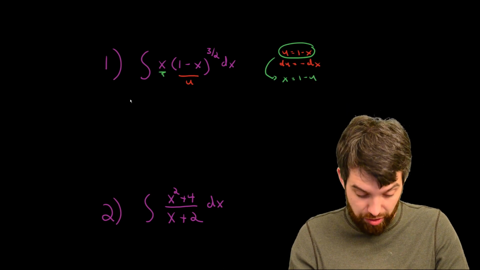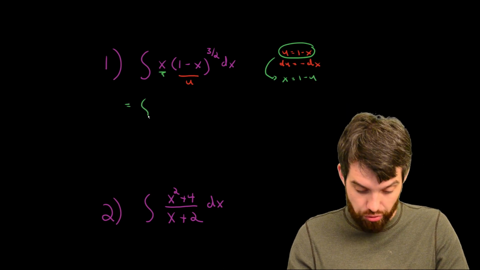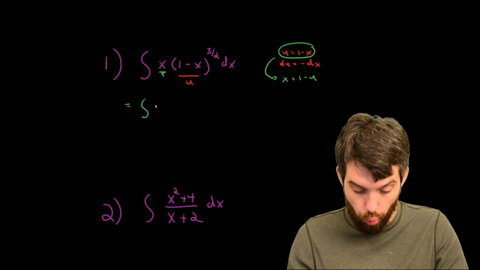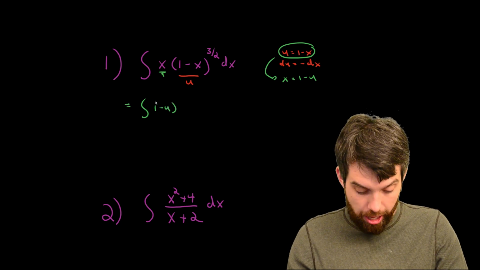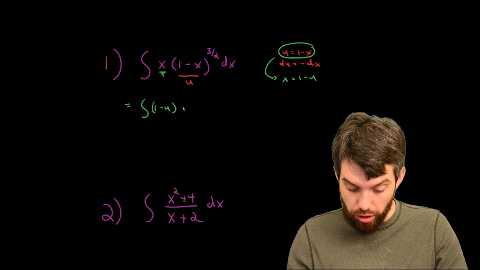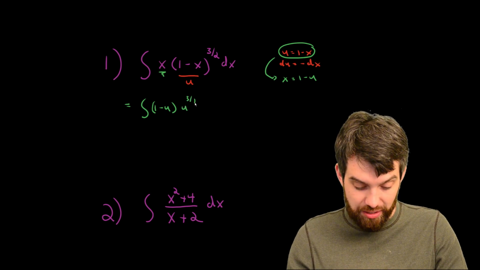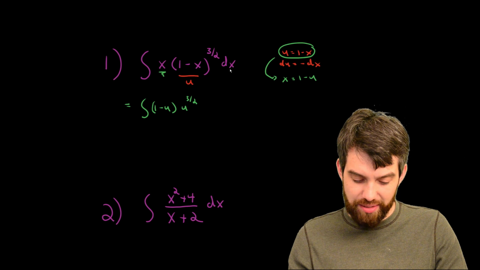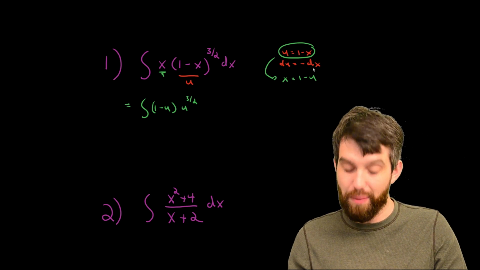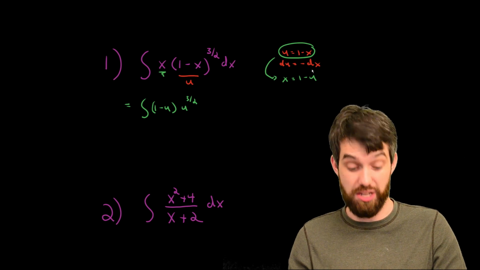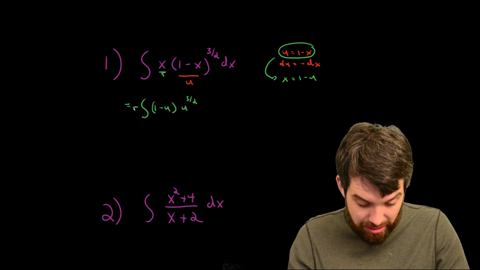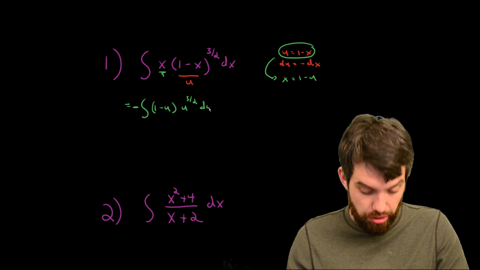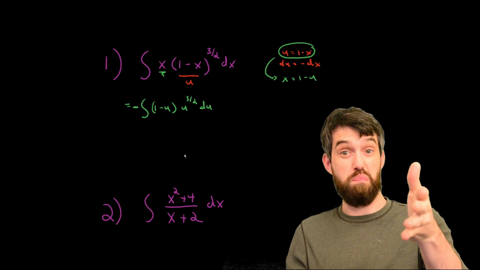So let's just see how everything works out now. I'm going to say this is the integral. The first x is going to turn into 1 minus u. And then I have a u to the power of 3/2. And finally, I have a positive dx. I really need a minus dx if I want to have a du here. So I'm going to take the extra minus sign out the front, and I'm going to write du. Okay, that's looking pretty decent.